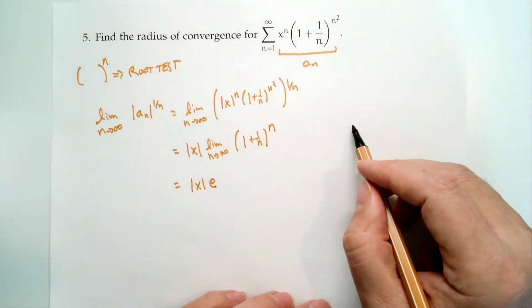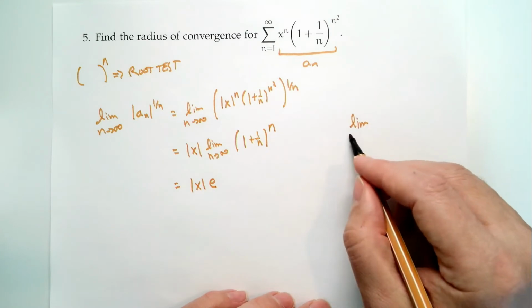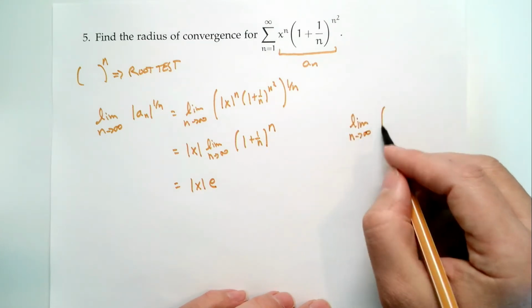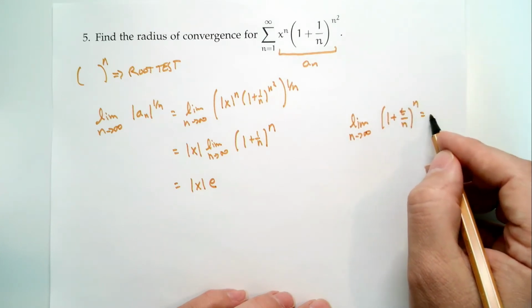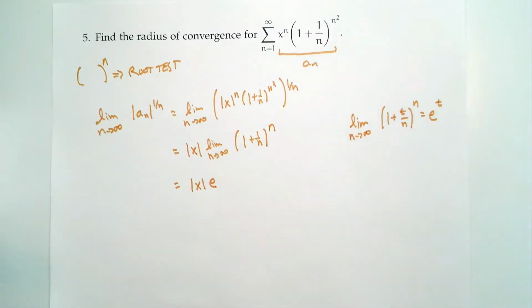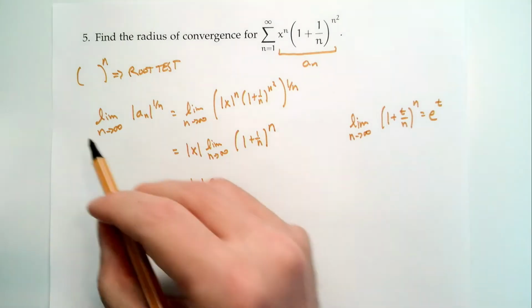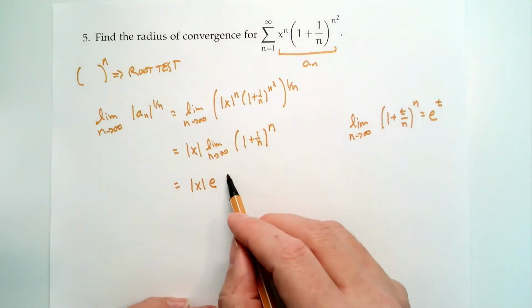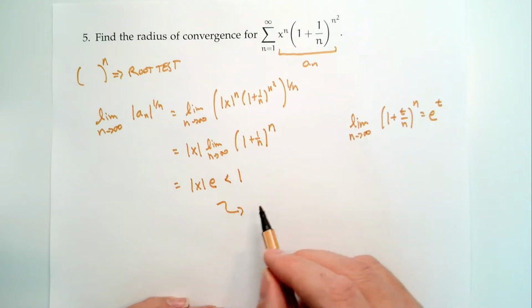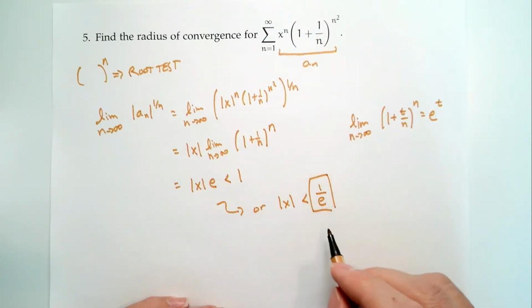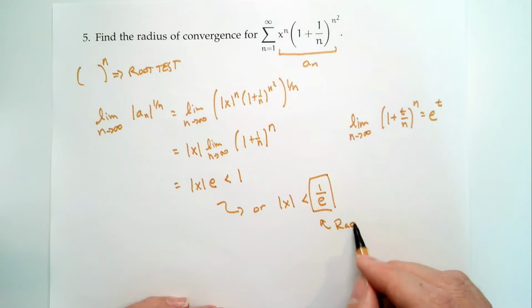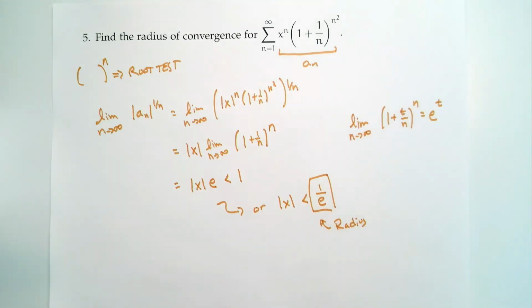Why? This is something we did where we used L'Hopital, and in general, you should recognize that 1 plus something over n to the nth power is e to the something. And again, this is a very straightforward exercise with L'Hopital. As with the last problem, when we do the root test, this will converge when we're less than 1, which says when absolute value of x is less than 1 over e. And so here, that's our radius of convergence, 1 over e.